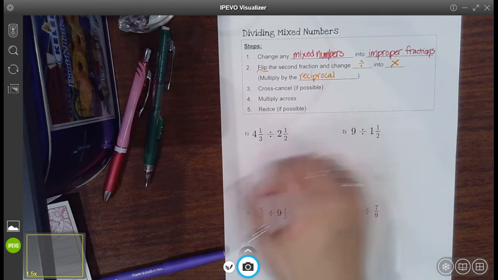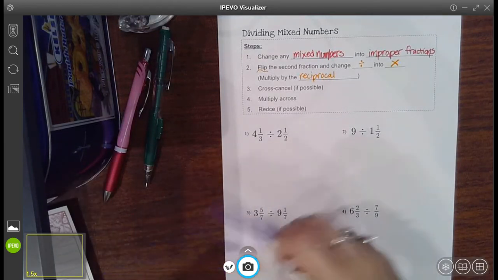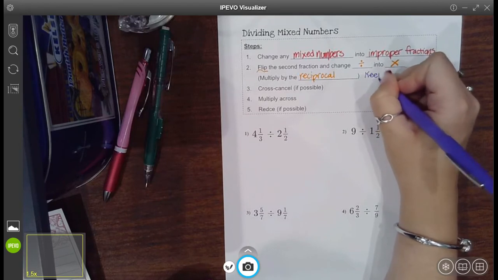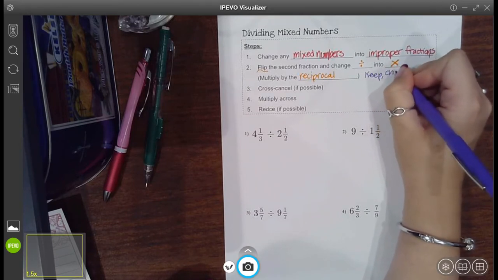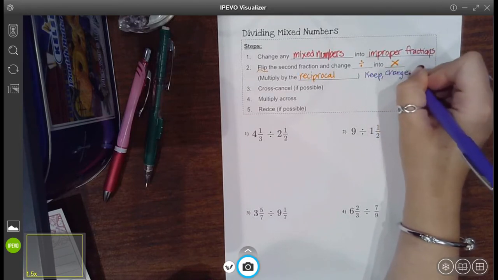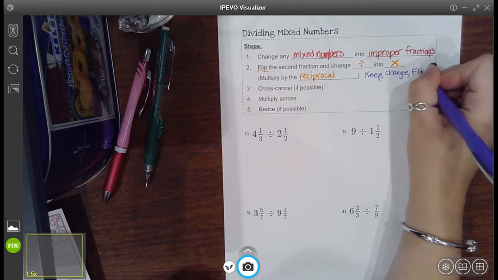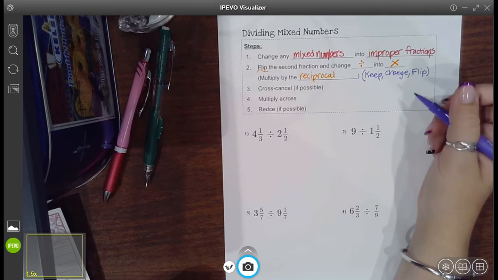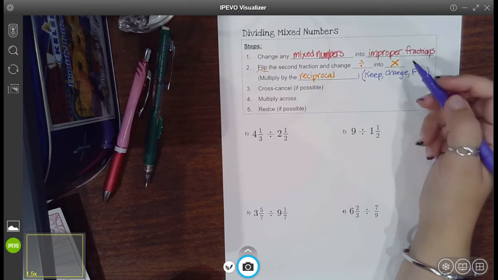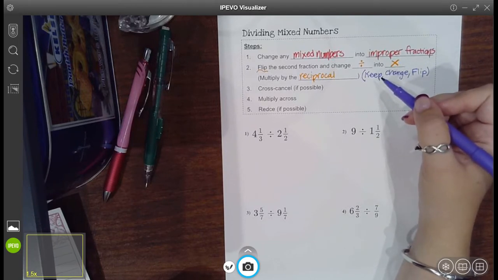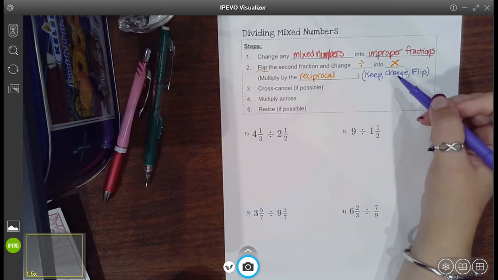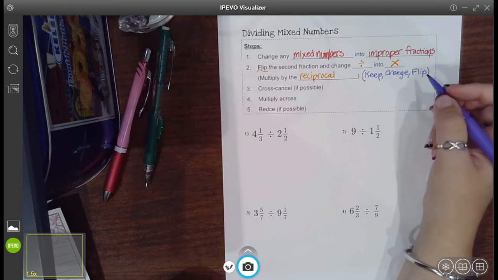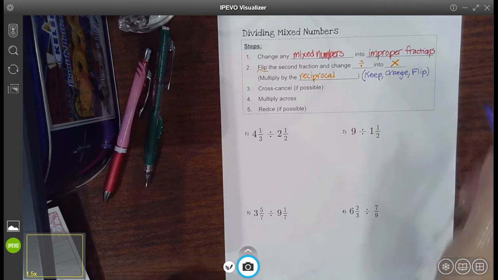And then I have this helpful little saying of keep, change, flip to represent this step. So you keep the first fraction the same. Once they're both improper fractions, you keep the first one the same, you change division to multiplication, and you flip that second fraction.